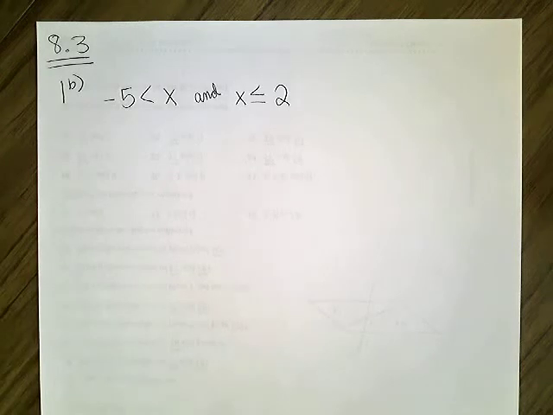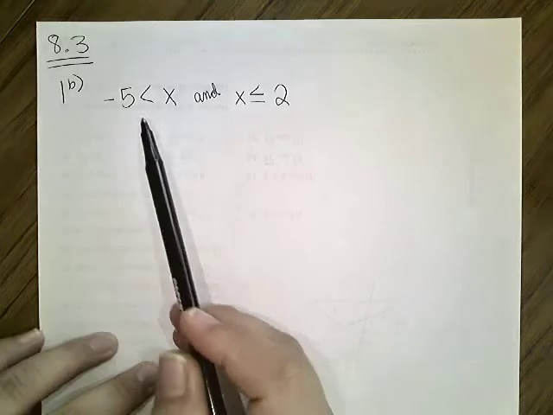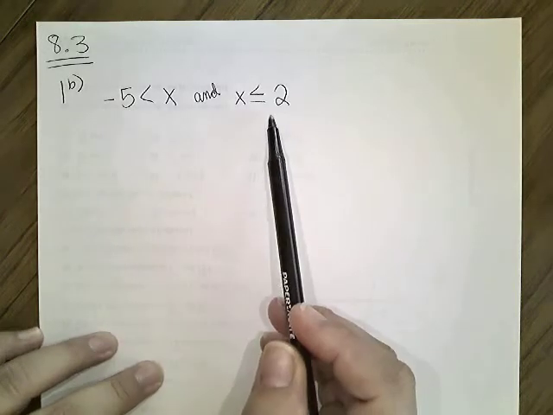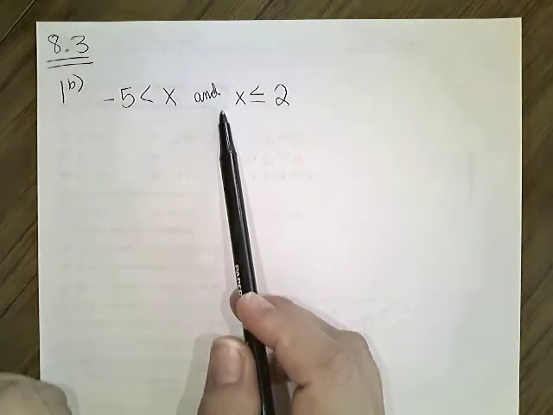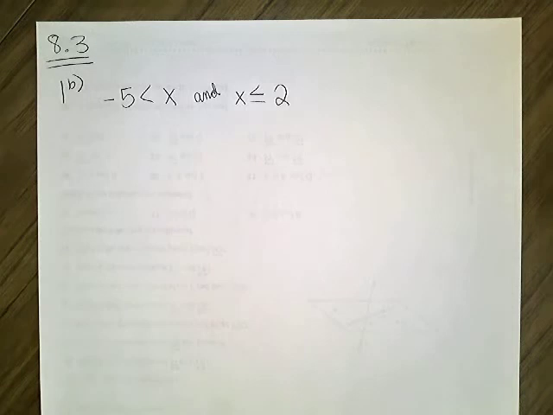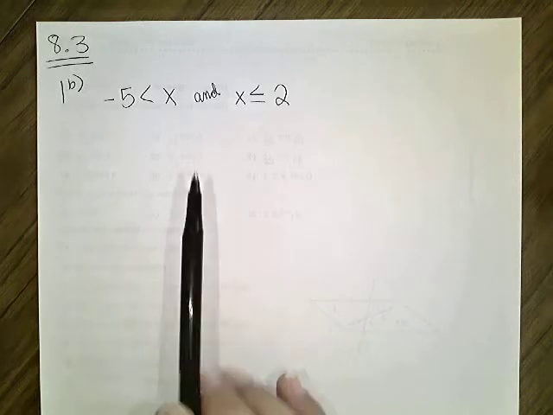Section 8.3 is all about compound inequalities. It's basically taking two inequalities and putting an "and" or an "or" in between them. Now, a compound inequality basically says that you have to satisfy either one or both of these inequalities.